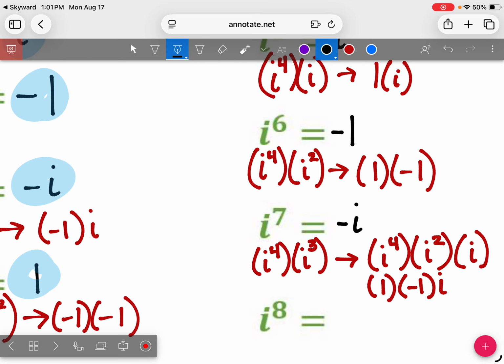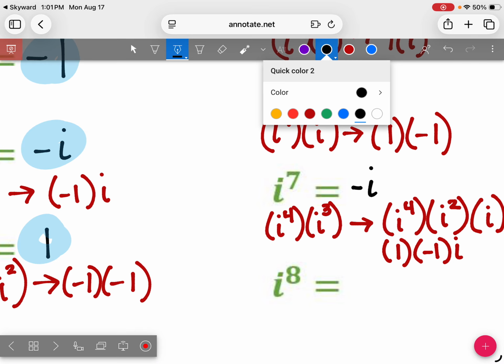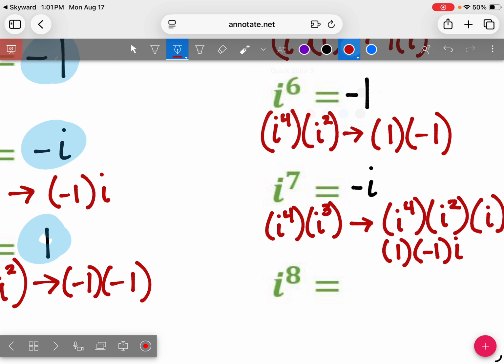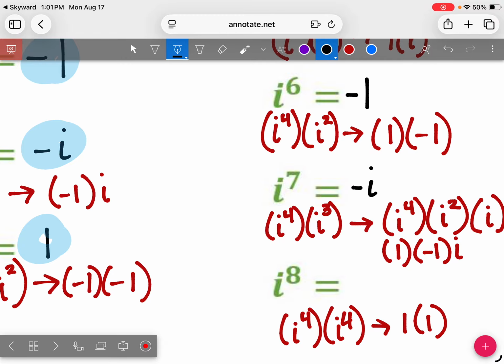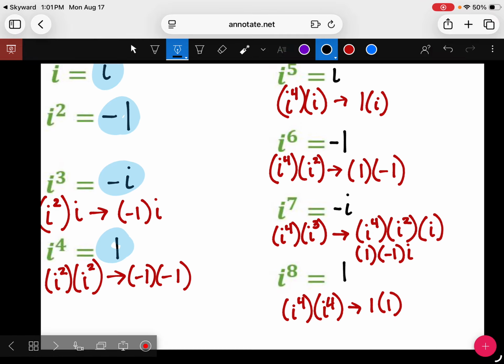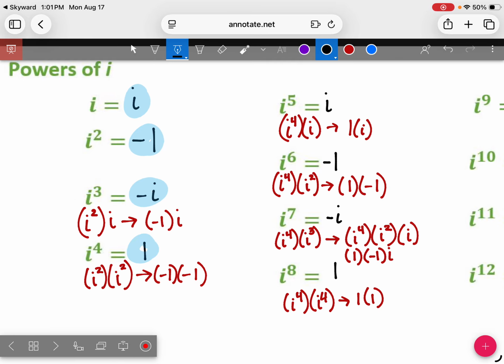And then i to the 8th, I'm going to break that down into i to the 4th times i to the 4th, which is 1 times 1, which is 1. So let me zoom out. Do you see the pattern that's happening here? It's like a Ferris wheel. It's only going to be these 4 answers, and once it hits 1, it starts back over.